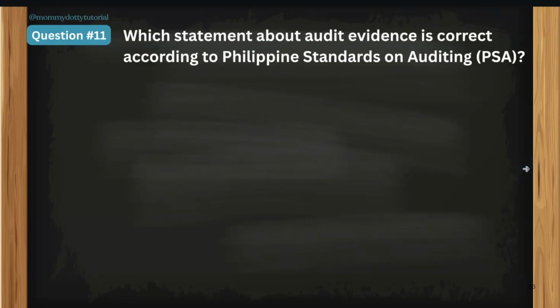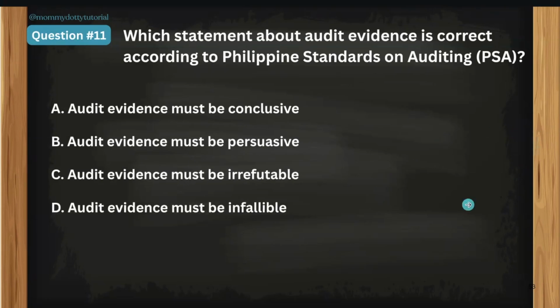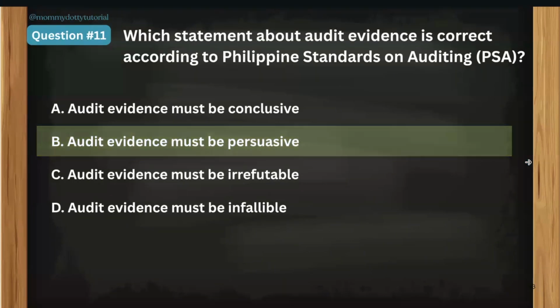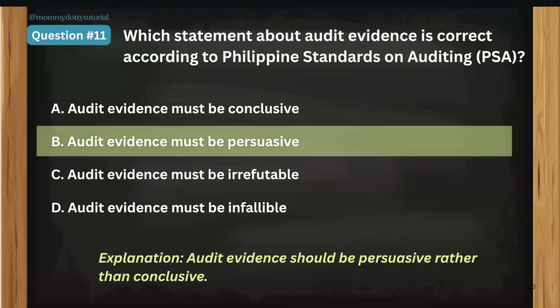Moving on to question number 11. Which statement about audit evidence is correct according to Philippine standards on auditing? A, audit evidence must be conclusive. B, audit evidence must be persuasive. C, audit evidence must be irrefutable. And letter D, audit evidence must be infallible. The correct answer is audit evidence must be persuasive. So audit evidence should be persuasive rather than conclusive.